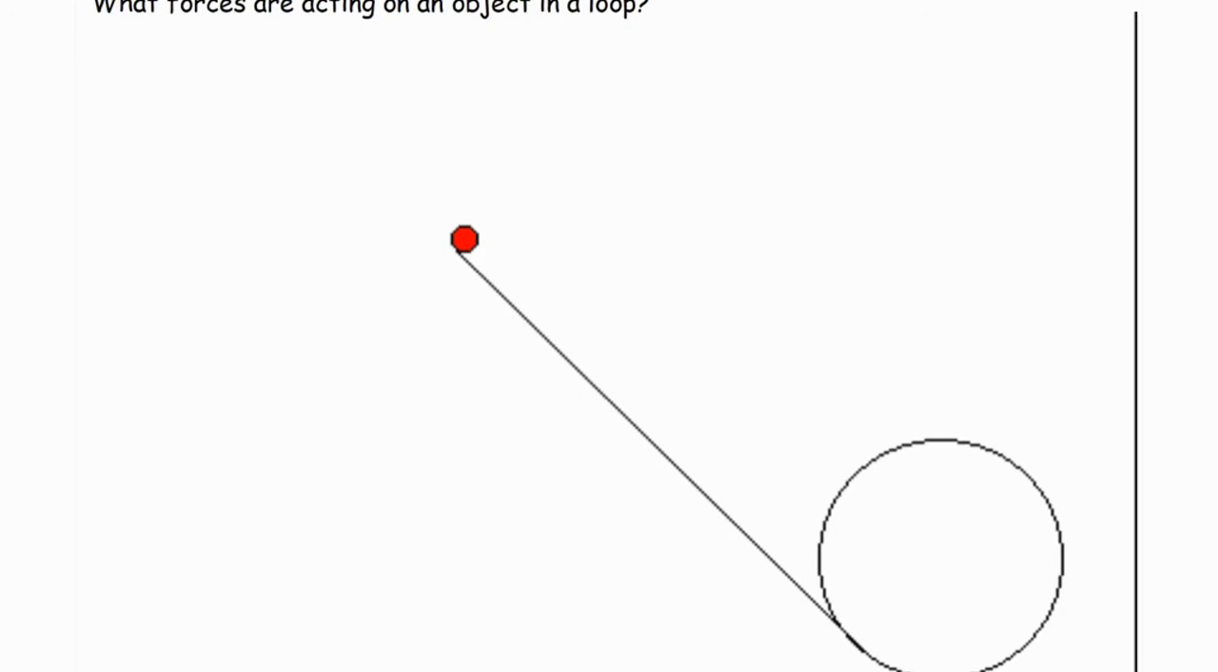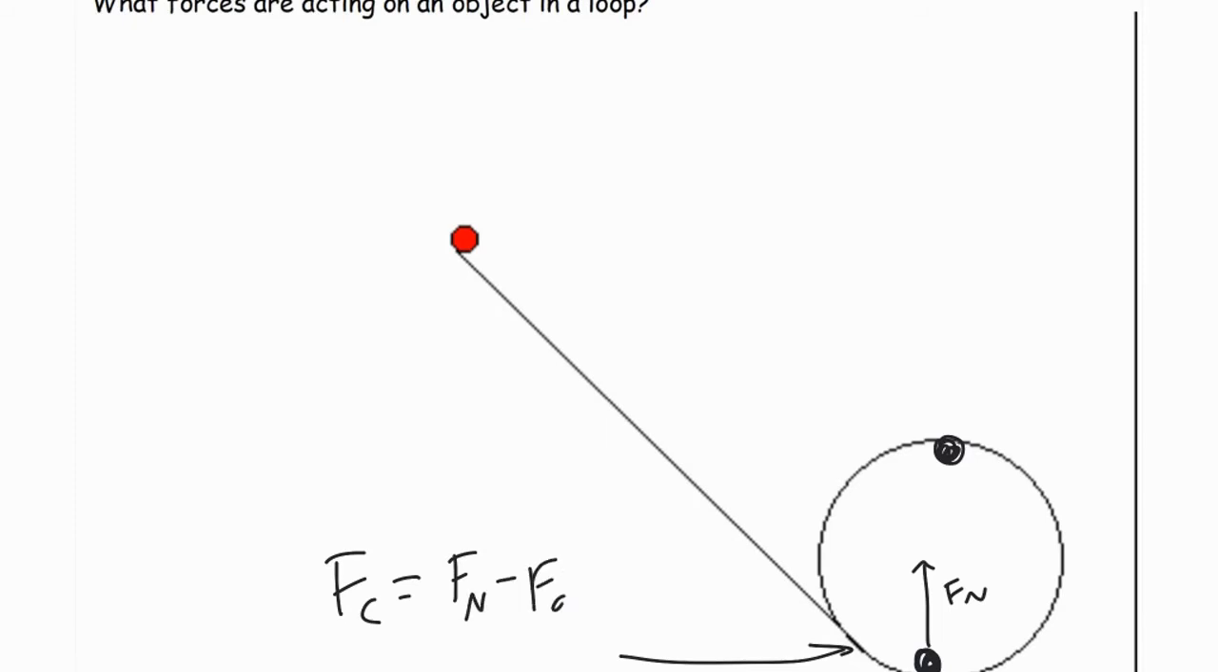If I think about an object in a loop, now we're talking about the normal force. So maybe at the top of the loop and the bottom of the loop. At the bottom of the loop here, I have the force of gravity down, and then I have the normal force pushing back. So my centripetal force at the bottom of that loop is the normal force minus the force of gravity.